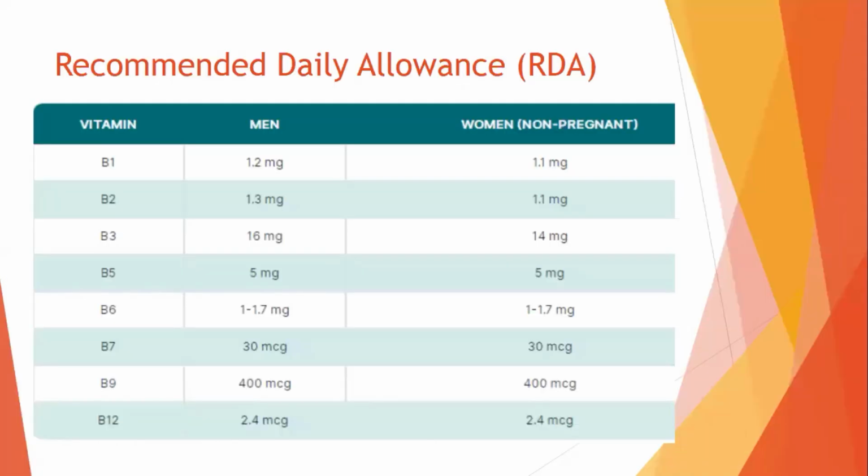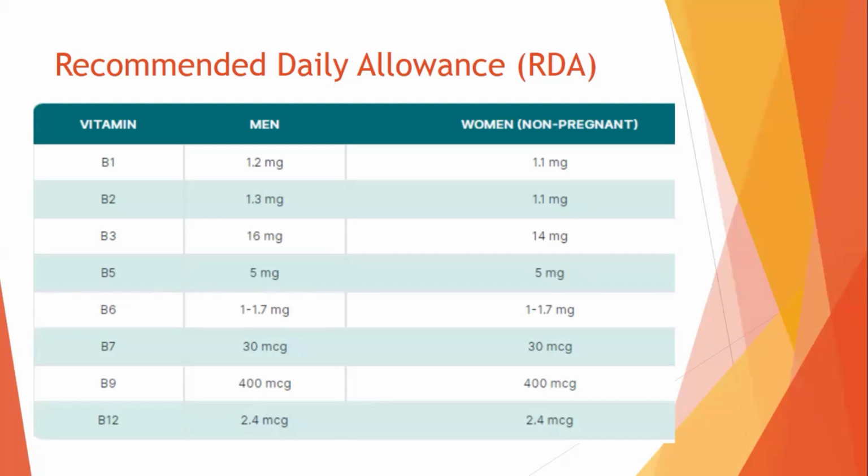Recommended daily allowance. It's the quantity which should be taken by men or women. It's recommended by some authentic sources, and this is in tabulated form in front of you. Vitamin B1 is needed in men per day 1.2 mg, and in women it's needed 1.1 mg.